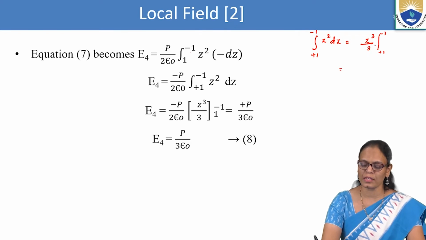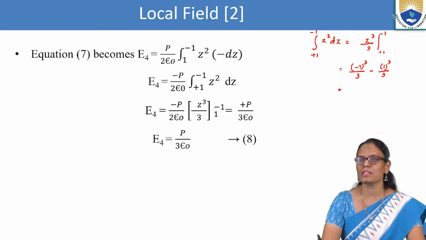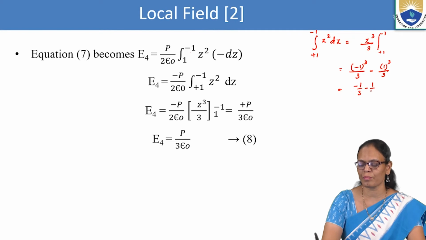So what is z cube by 3? First I will substitute the upper limit. So minus 1 whole cube by 3, minus the lower limit 1, so 1 whole cube by 3. Minus 1 whole cube is minus 1 by 3, minus again 1 cube is 1 by 3. So minus 1 by 3 minus 1 by 3 will give us minus 2 by 3. So I am going to substitute here.